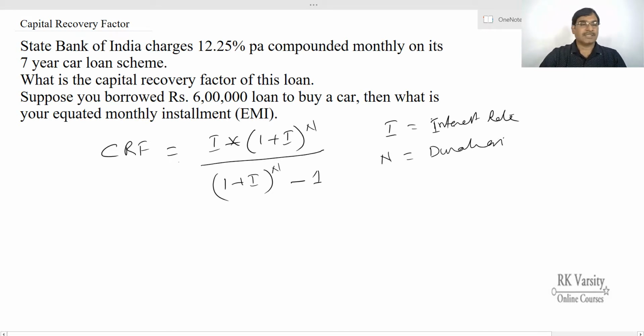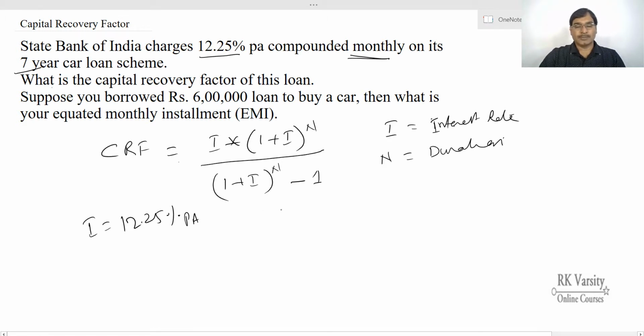So using this example, first we calculate the capital recovery factor. Here State Bank of India charges 12.25% compounded monthly on its 7-year car loan. So on this, first we calculate the capital recovery factor. Here interest rate i equals 12.25%, but this is per annum. So we need to convert this into monthly compounding.